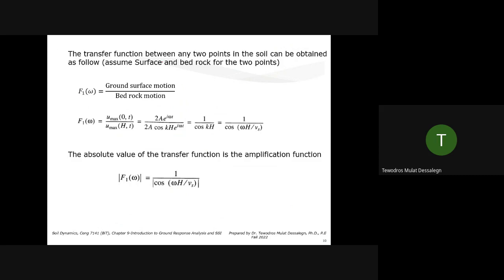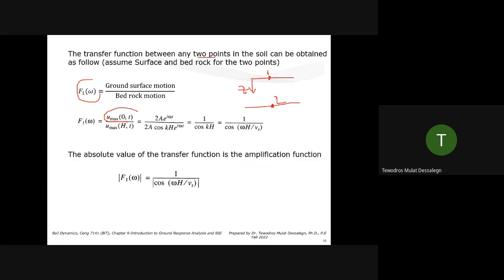The transfer function between any 2 points in the soil can be obtained as follows. Assume surface and bedrock for the 2 points. So let's say you have 2 points, one at the bedrock, one at the surface. The transfer function is ground surface motion over bedrock motion. Since we're going down, Z is at the top, 1 is here, 2 is here. So ground surface motion at the top, and 2 is the bedrock motion. So this is the ratio.